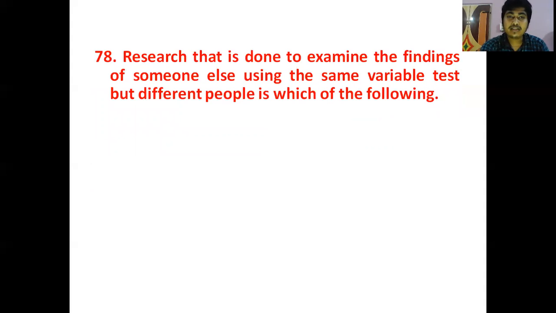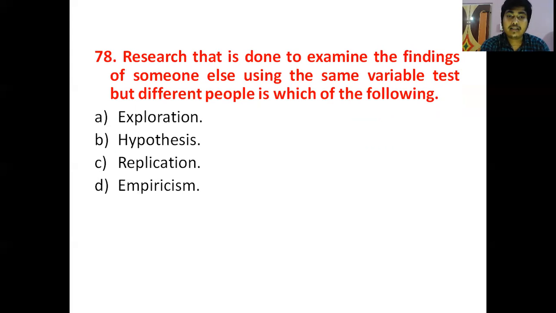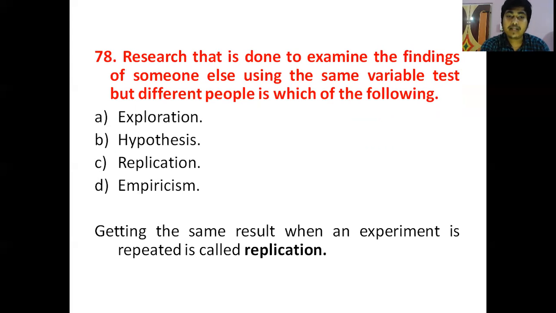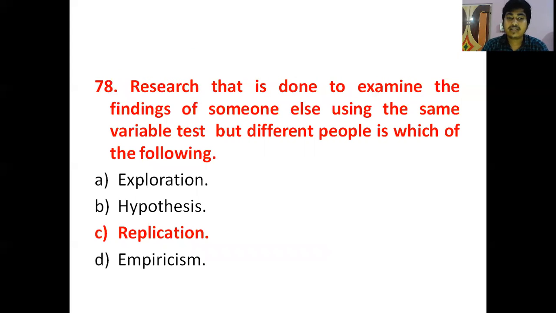The next question is, research that is done to examine the findings of someone else using the same variable test but different people is which of the following? The options are exploration, hypothesis, replication, and empiricism. So our correct answer will be replication, because getting the same result when an experiment is repeated is called replication. So option C is the correct answer.